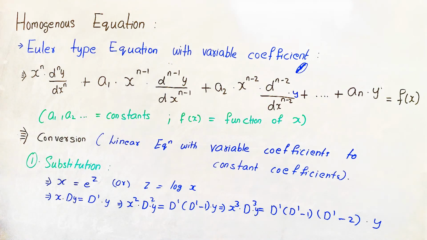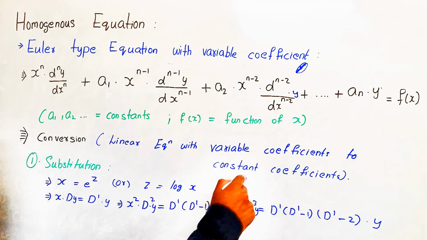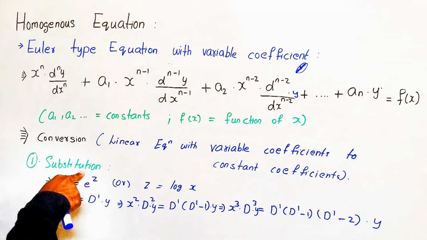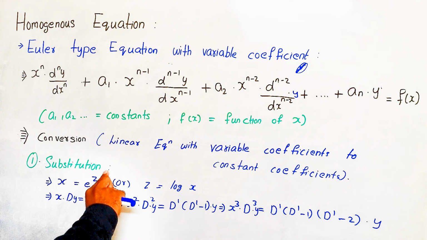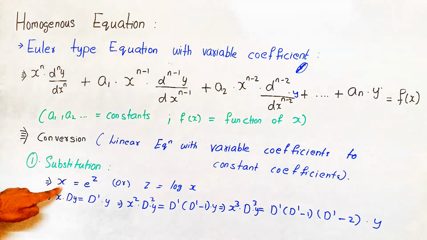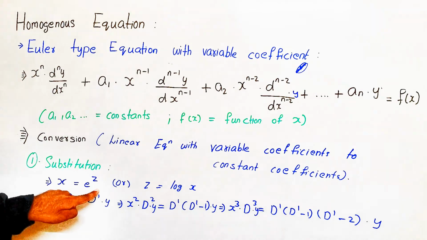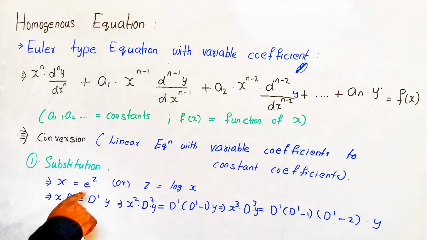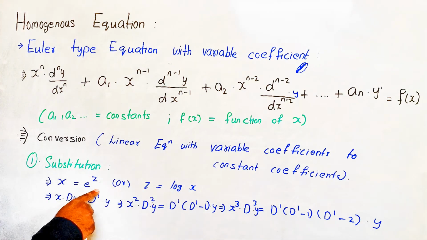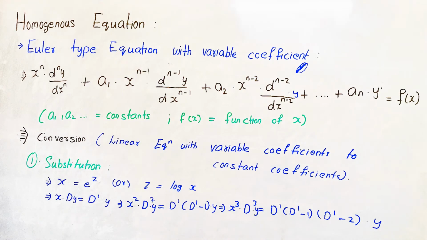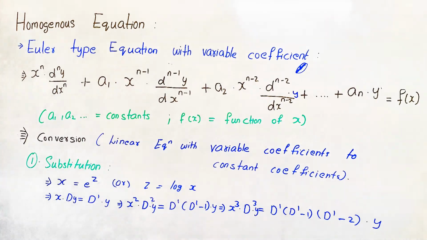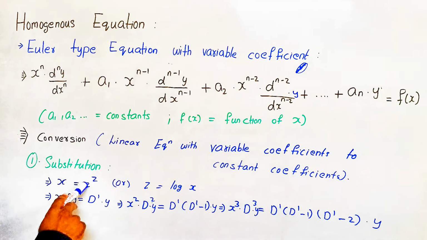This is another important change you have to notice. We have to convert. So how will we convert? By substitution. There are two main substitutions. One is to replace the x value by e to the power of z, or the z value by log x. Because if x is equal to e to the power z, then taking log, we get z is equal to log x. We know that automatically.